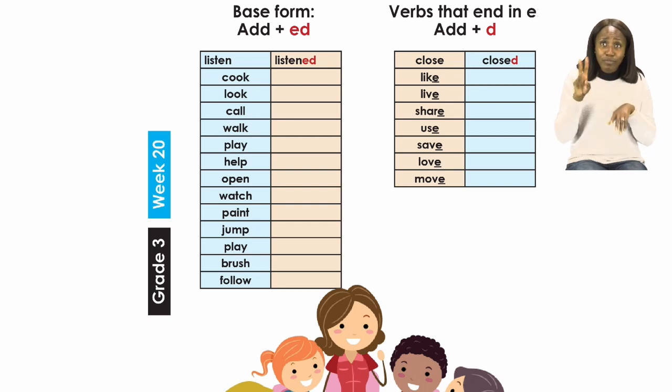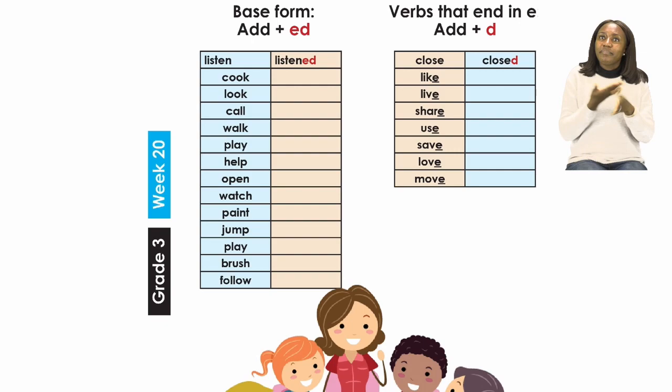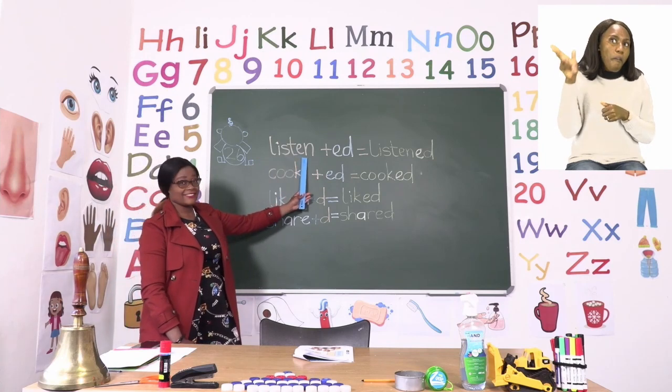How we do this is by adding ed at the end of the word, or if it has an e already, we just add a d. You've been given some examples and I'd like us to do some on the board as well. So let's take a look. The first example that they give you is for the word listen.